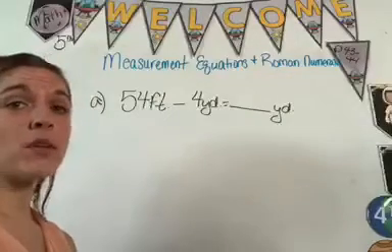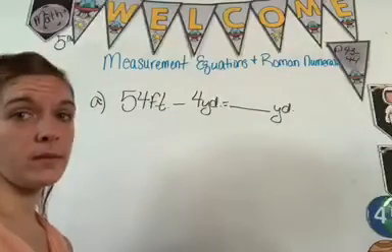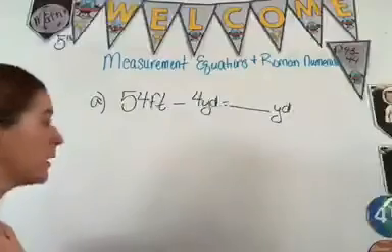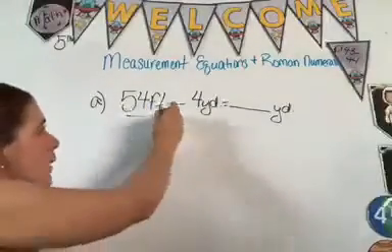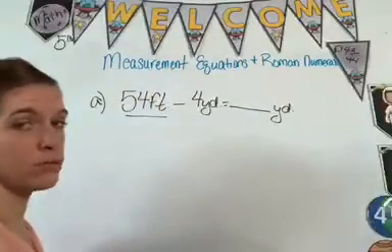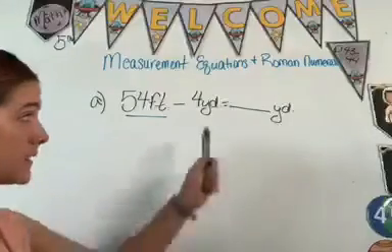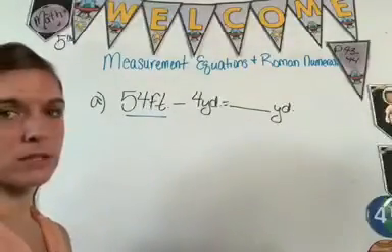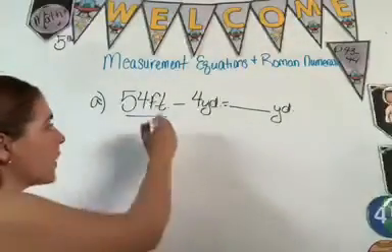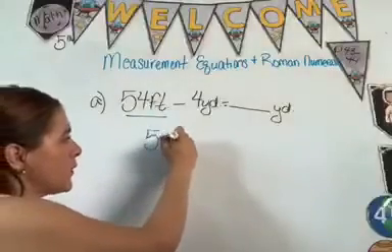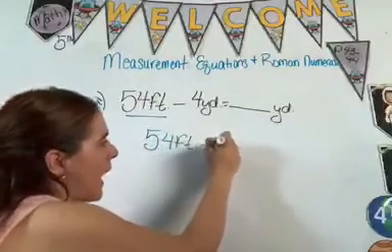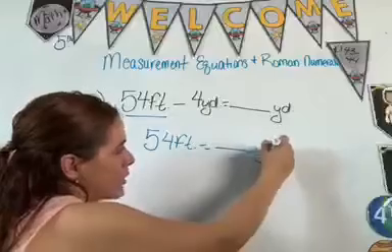Because we need everything to be in what? We need everything to be in yards. Is this one in yards? No. So we need to change it. Is this one in yards? Yes. So we don't need to change it. So here we go. 54 feet equals how many yards?